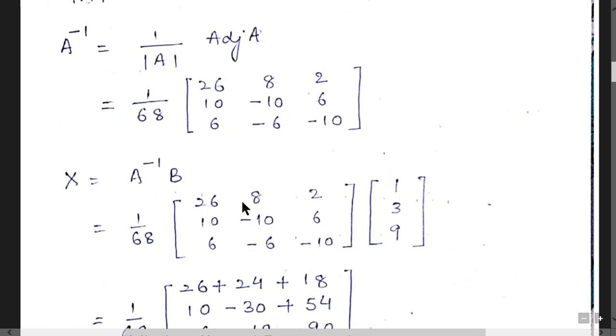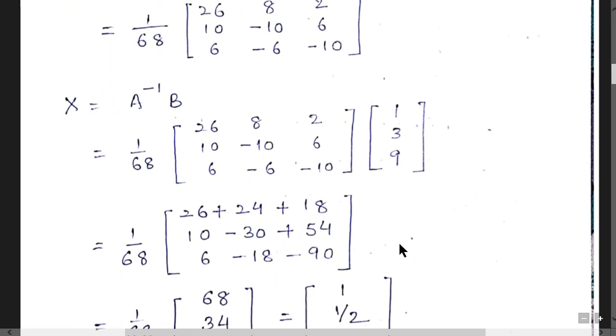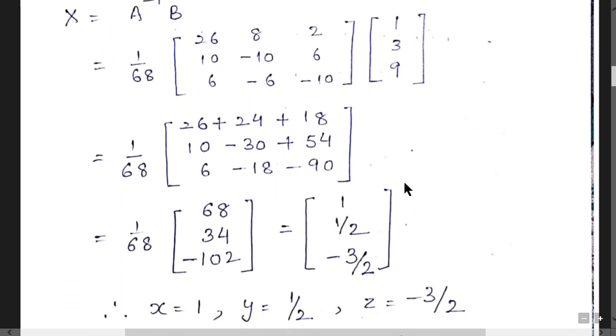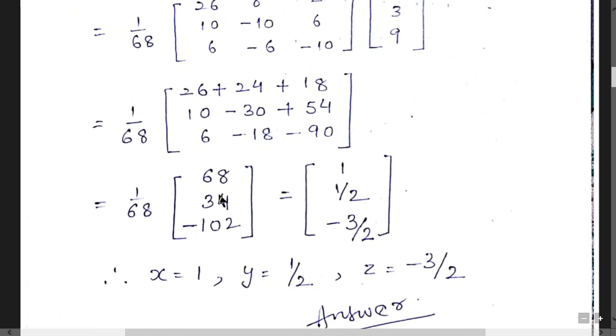26 into 1 and 8 into 3, 2 into 9. Multiplication of matrices: 10 into 1 minus 30 plus 54, then 6 minus 18 minus 90. The values are 68, 34 and minus 102. When these values are divided by 68, the answer is 1, 1 over 2 and minus 3 over 2. These are the three values of x, y and z.